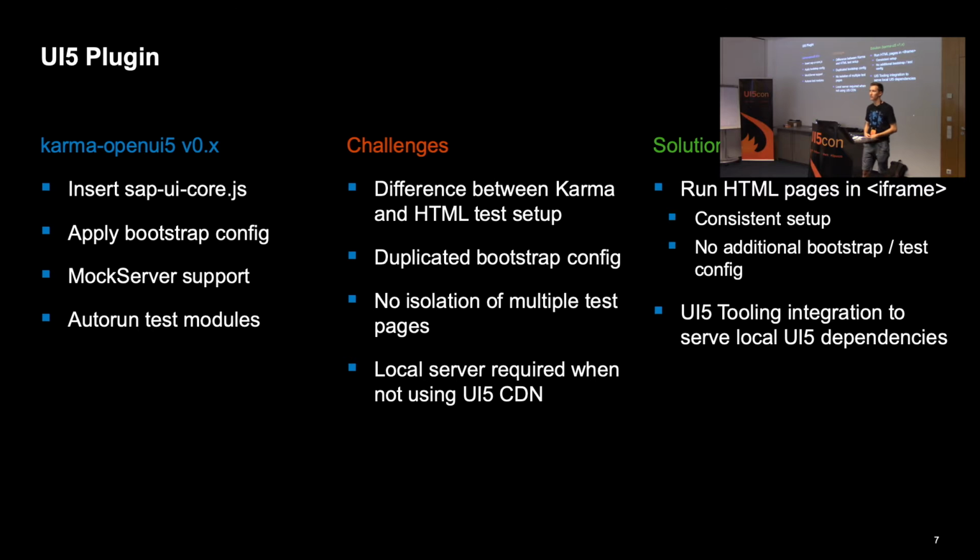With that, we also renamed it to Karma UI5 to align with our other UI5 tooling, and to emphasize that this is not only limited to OpenUI5, but it can also be used for SAP UI5 projects. It features a new mode, which is called HTML mode. The previous behavior of the plugin is still there. It's now called script mode because it just inserts script tags, and with the HTML mode you're able to run your existing HTML pages. This results in a consistent setup, so you don't need to have duplicate configuration for your bootstrap. If you run the test manually in the browser or maybe via the web IDE, then you will have the same setup also in your test automation.